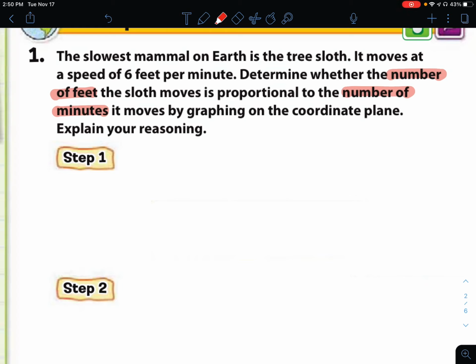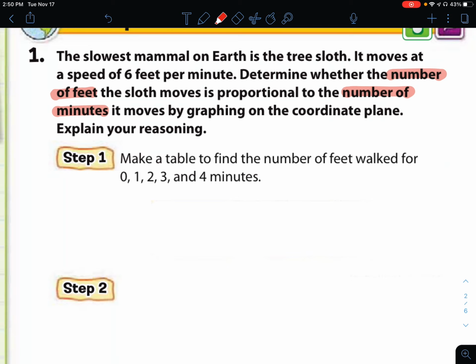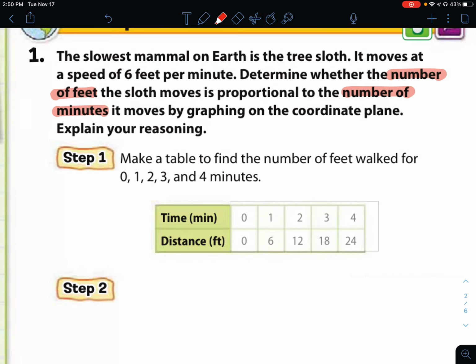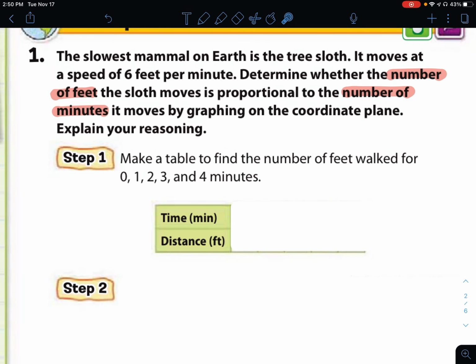First, for step number one, we need to create a table. So make a table to find the number of feet walked for 0, 1, 2, 3, and 4 minutes. So to create that table, this is how the table will look. On the top part will be the time or the number of minutes, and the bottom part will be the distance in feet or the number of feet.